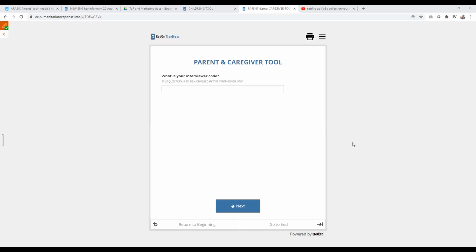So on my screen, I see the parent and caregiver tool. Can you see it? Yes, yes. Yeah, yes, we can.